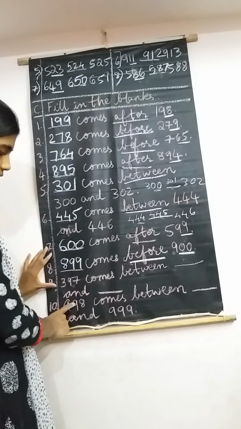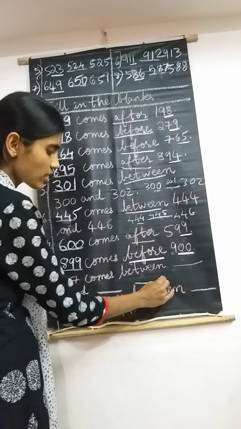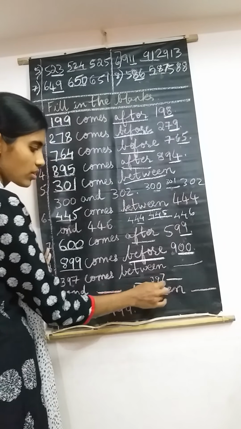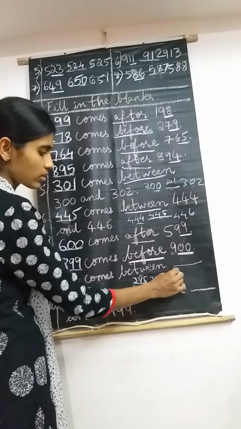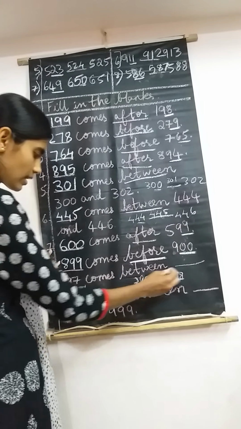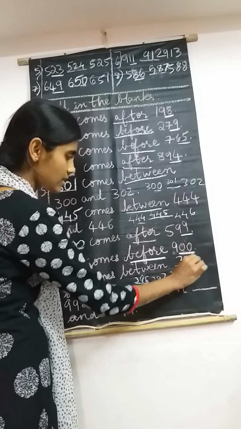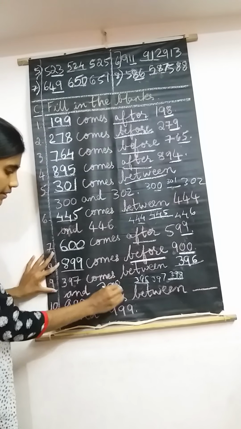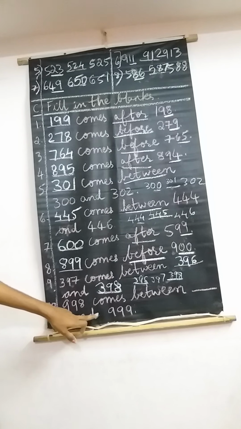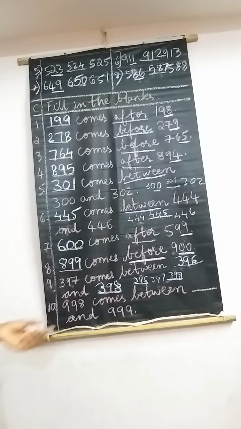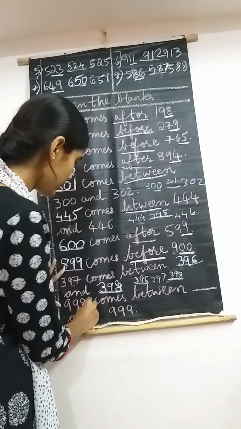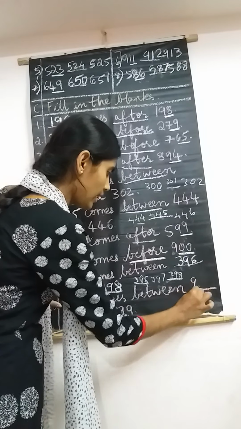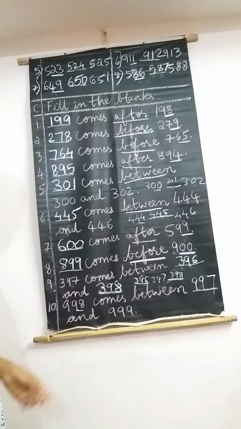397 comes between dash and dash. So here 397 itself. So what is before 97? 96, so 396. And what is after 97? 398. Yes or no? So let us write between numbers 396 and 398. 998 comes between dash and dash. So 998 comes between which numbers? 998 comes between 997 and 999. Okay? Did you follow this filling the blanks?